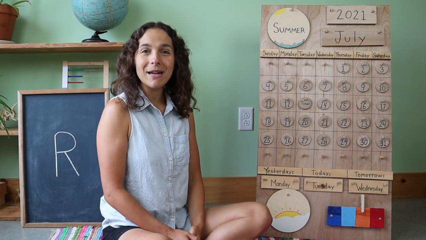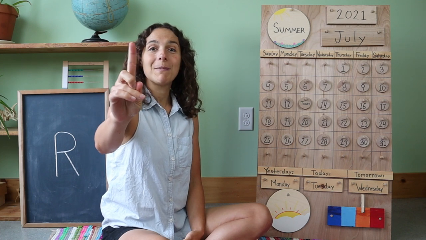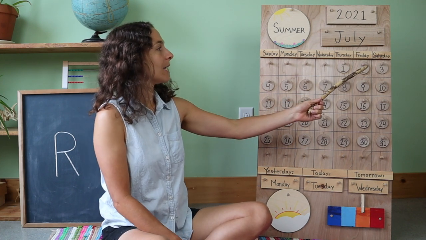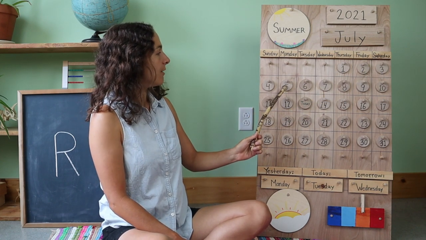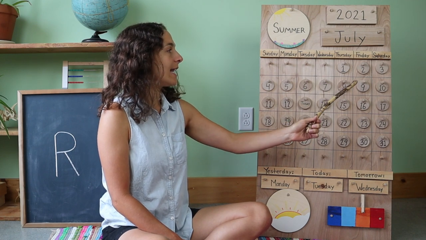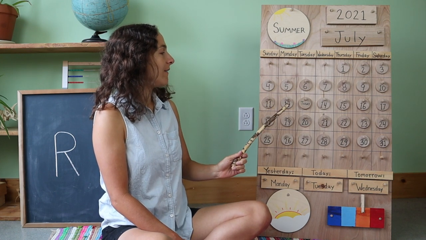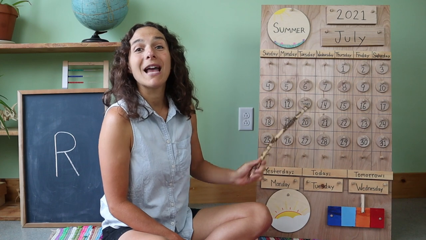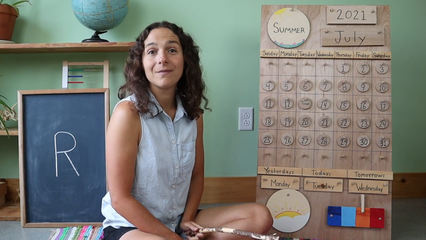Will you count them with me? Take out your counting fingers and warm them up to give them a little stretch. One, two, three, four, five, six, seven, eight, nine, 10, 11, 12, 13. We have had 13 days so far in the month of July.